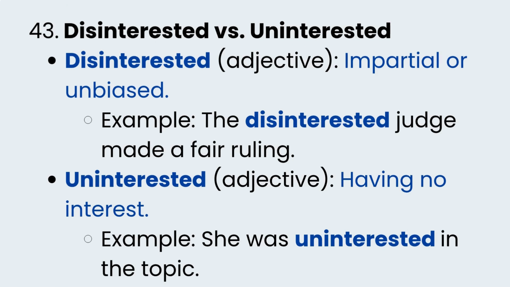43. Disinterested versus uninterested. Disinterested, adjective, impartial or unbiased. Example: the disinterested judge made a fair ruling. Uninterested, adjective, having no interest. Example: she was uninterested in the topic.